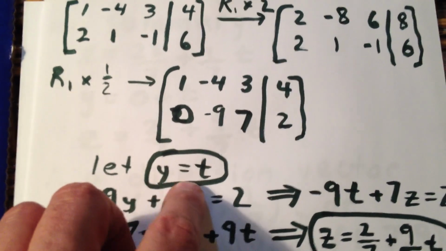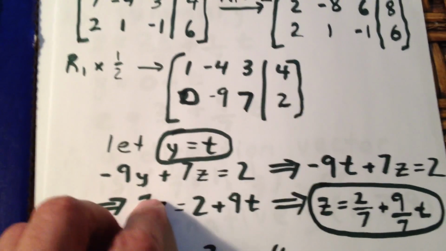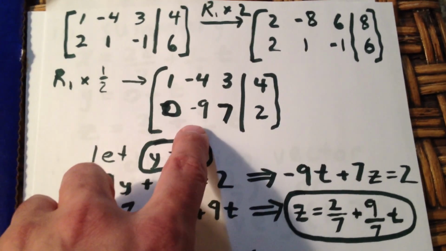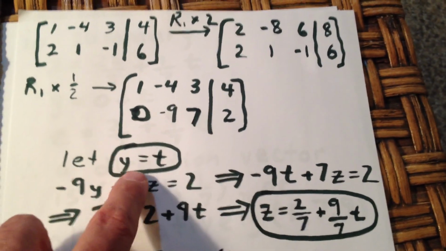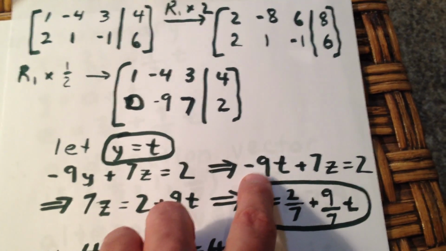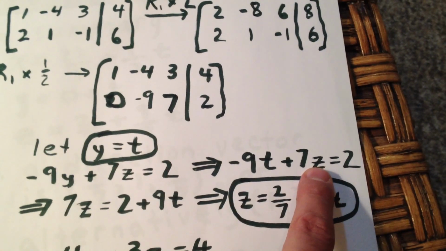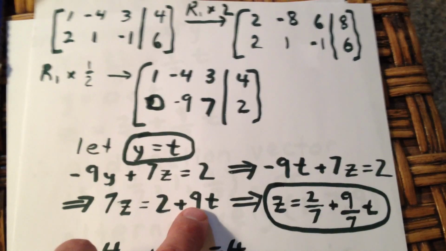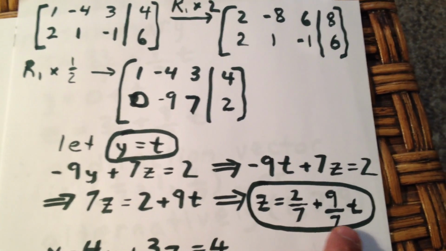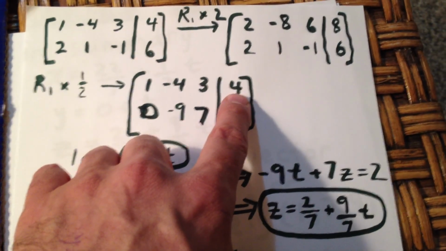So we let y be the parameter t. We could have let z be the parameter t, but we let y be the parameter t. Now, going back to this line, we know that -9y plus 7z equals 2. Well, since y is t, that would imply that -9t plus 7z equals 2. We can now solve for z in terms of t. We try to isolate the z, we get 7z equaling 2 plus 9t, which means z is 2 sevenths plus 9 sevenths of t.